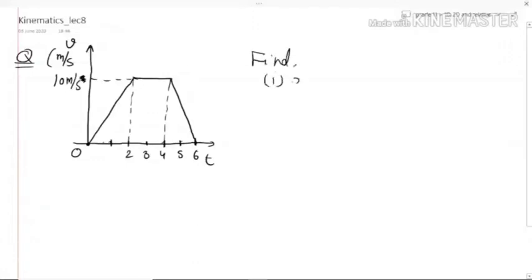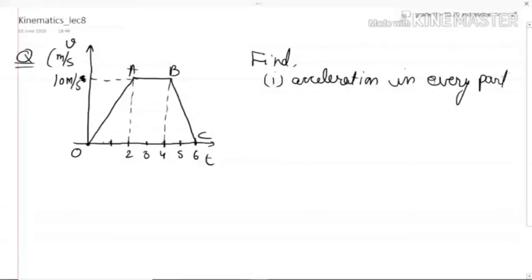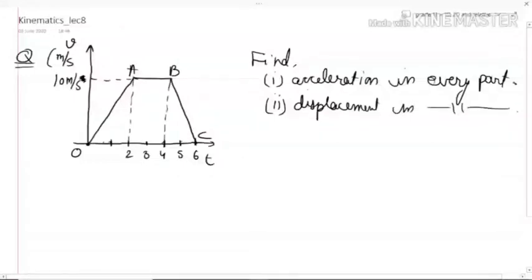First part of the question is acceleration in every part. Basically, you need to find out the acceleration in every part. How do you get the acceleration from a velocity time graph? Acceleration equals velocity upon time. But graphically, how do you solve it?